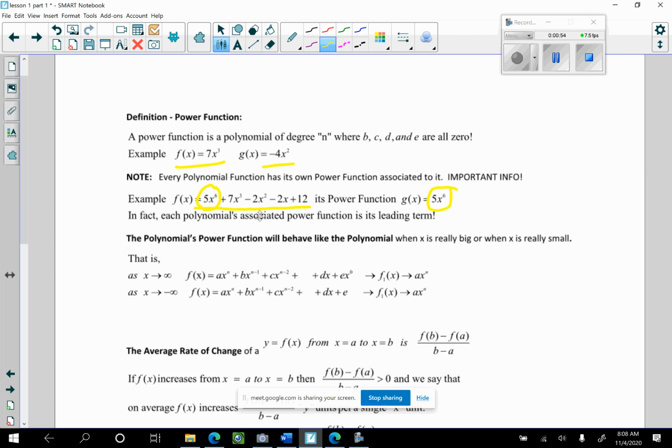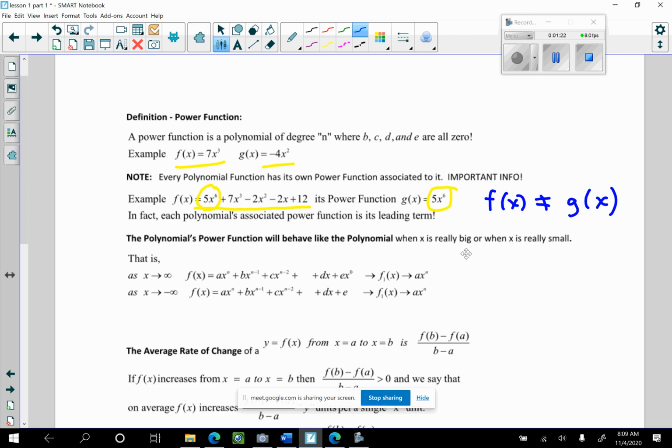Clearly, they are not equal. They're not the same. Oh heavens to Betsy, they're not the same at all. But we need to make that statement that f of x certainly isn't equal to g of x. That's like a does-not-equal statement. But what is pretty cool about this, the polynomial's power function will behave like the polynomial when x is really big or when x is really small.